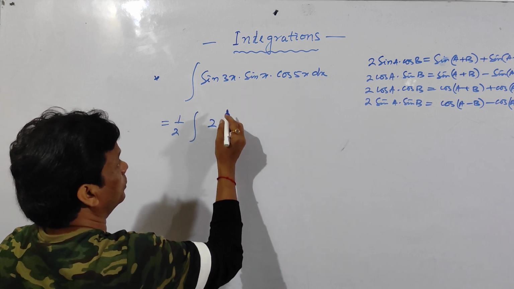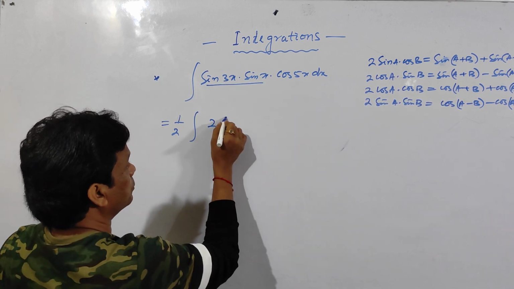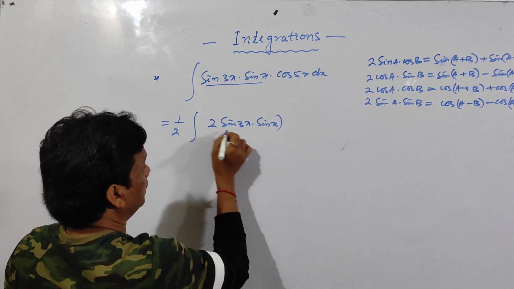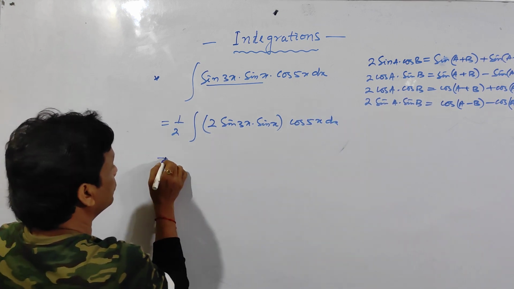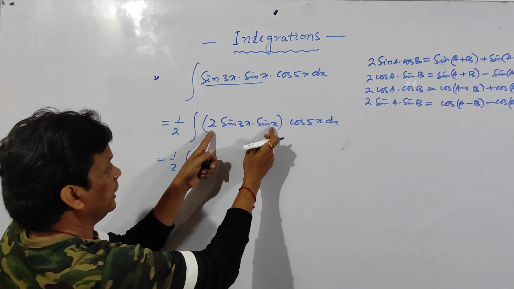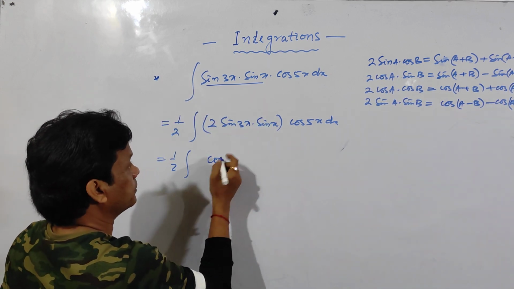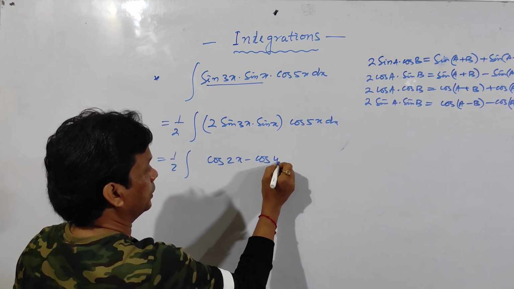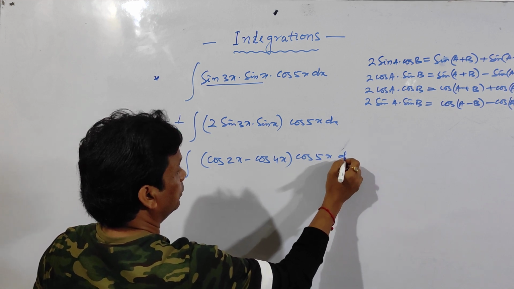Okay, I am taking these 2. If you take these 2, the larger angle is 3x. So write sin 3x into sin x, then put a bracket here, then cos 5x. Clear? Then apply the formula. You have 2 sin a sin b, it is cos(a minus b) minus cos(a plus b). Here cos(a minus b): 3x minus x, it is 2x. Minus cos(a plus b): 3x plus x, it is 4x, into cos 5x dx.